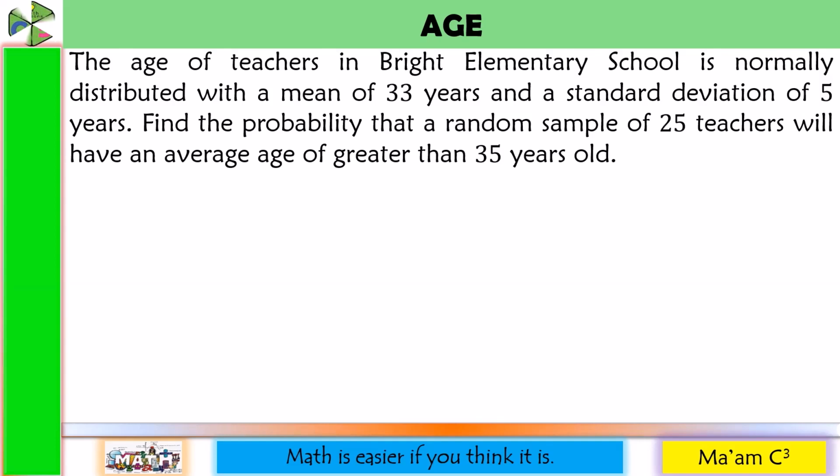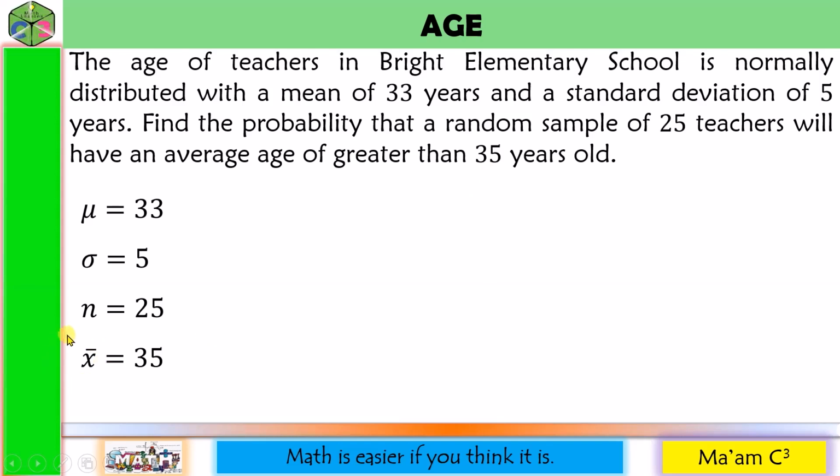Our population here is the teachers in Bright Elementary School, and their mean age is 33. So this is our mu. A standard deviation of 5, so sigma is equal to 5. We have here a sample of 25, so n is equal to 25. And the average age of this sample is 35. So this is the sample mean.